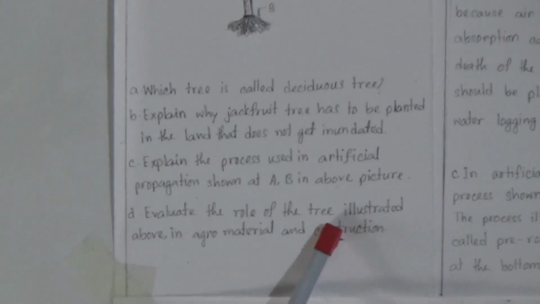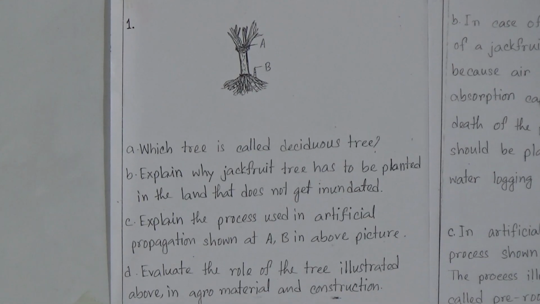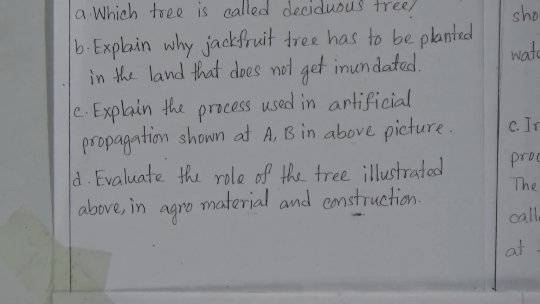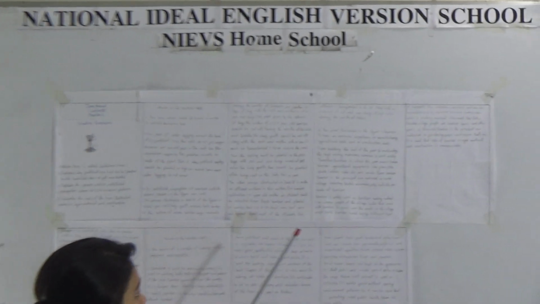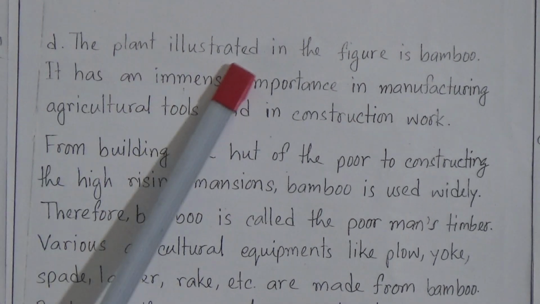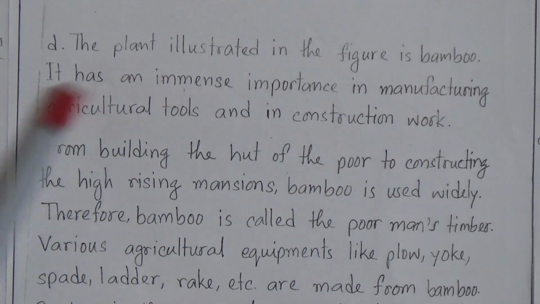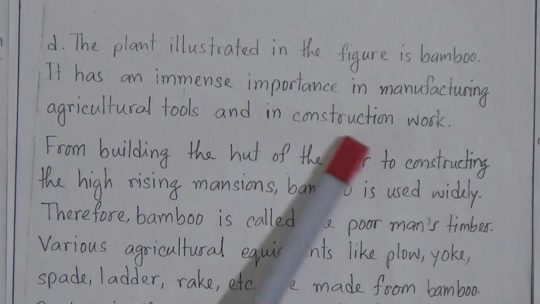Now number D. Evaluate the role of the tree illustrated above in agro material and construction. And we all know that bamboo plays a very important role in our agriculture, agro material and construction. Now we will read the answer. The plant illustrated in the figure is bamboo, and it has an immense importance in manufacturing agricultural tools and in construction work.